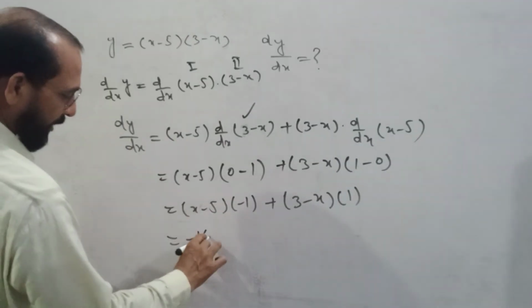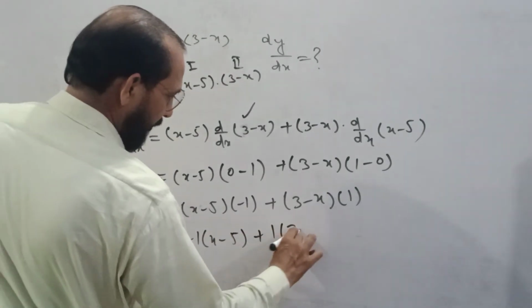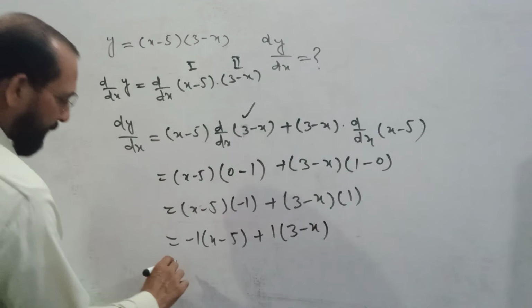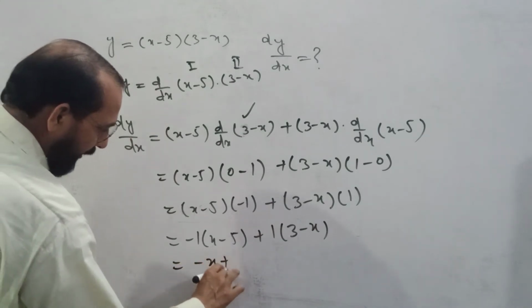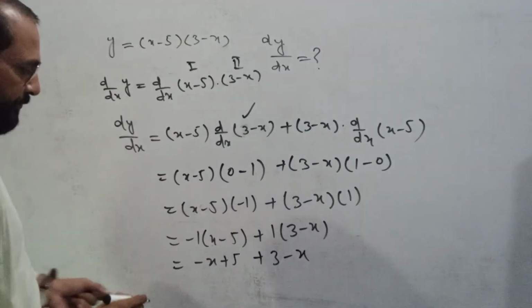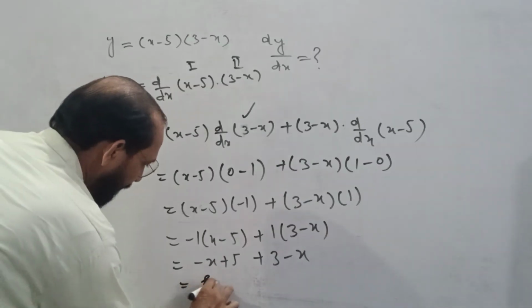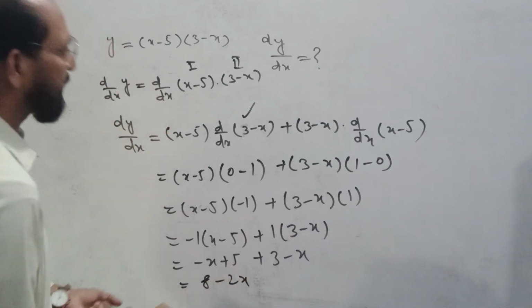After simplification, we can write as negative 1 on the first side, and this, after changing, we have 3x. Okay, 3 and 5, 8, and negative 2. This will be the answer.